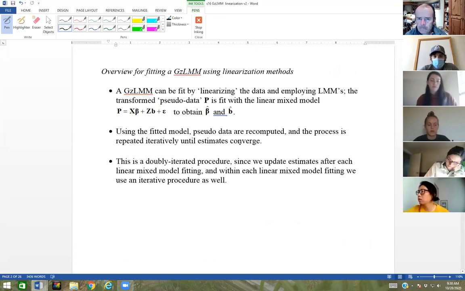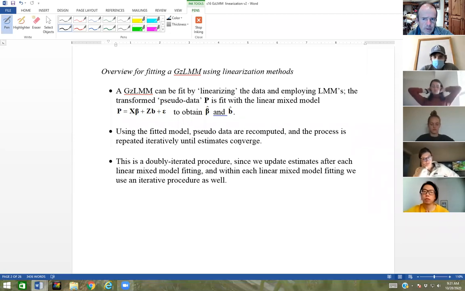Okay, so GzLMM can be fit by what we call linearizing the data and employing linear mixed models. So I'm going to define pseudo data, and that's why we call it pseudo likelihood. The pseudo data P is a transformation of our original outcome, and then we're going to be able to use linear mixed models to fit that.